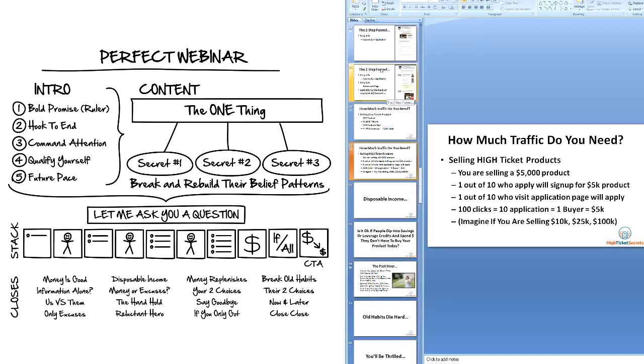All right. So there's the content. So you guys see how I structure that? It's all about, and you notice how secrets one, two, and three are all supporting the one thing, the one core focus of this entire thing.